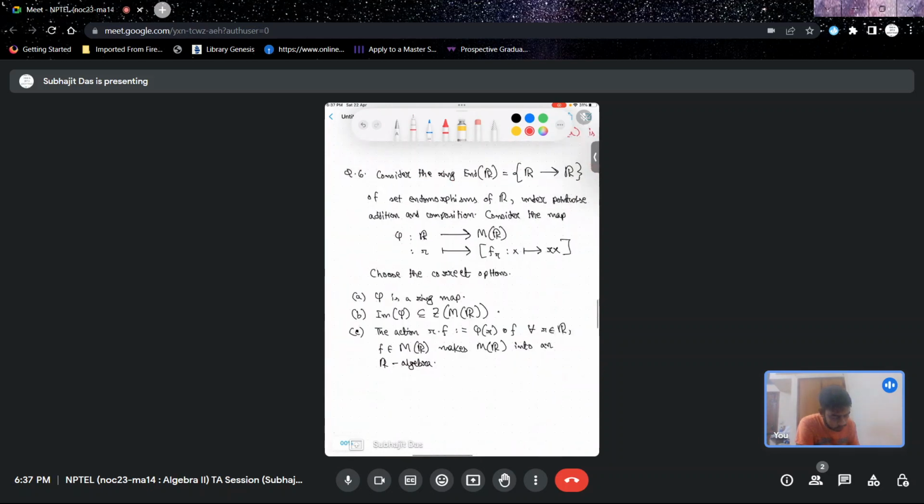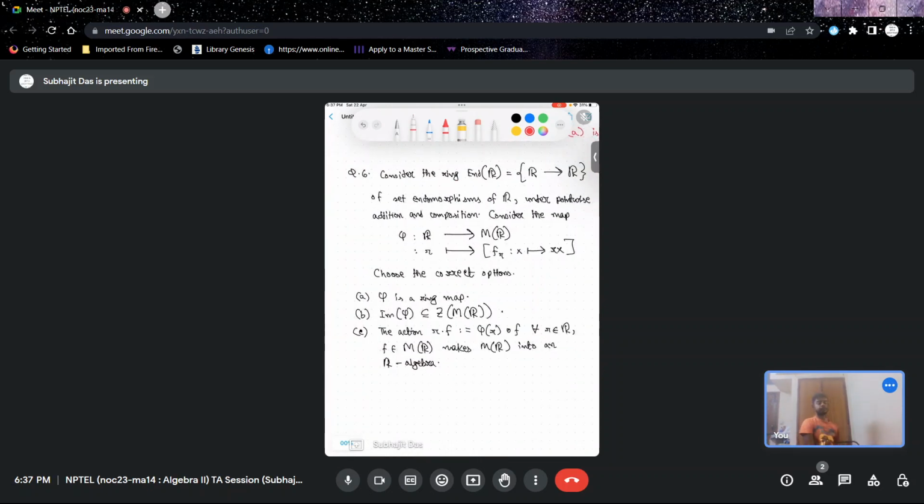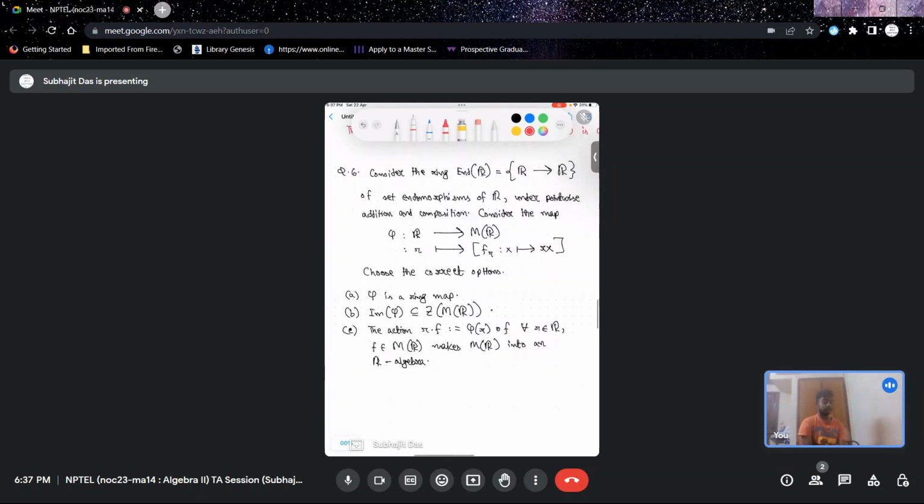Okay, so let us move on to the next problem. You consider the ring End(R). You just look at R as a set. This is an object in the category of sets, and you can look at all arrows from R to R, right? That is, you can look at all endomorphisms of the object R in this category, the morphisms from R to R.